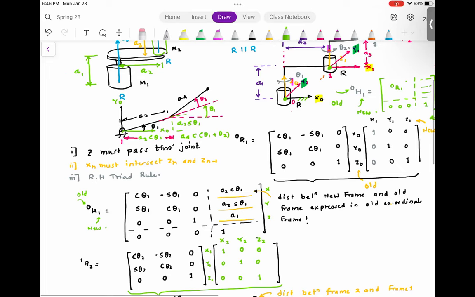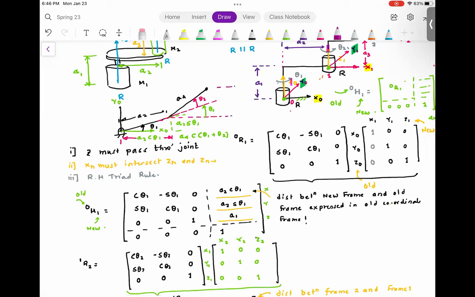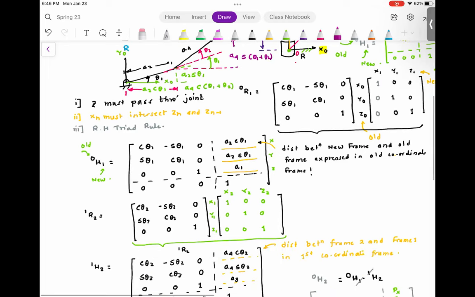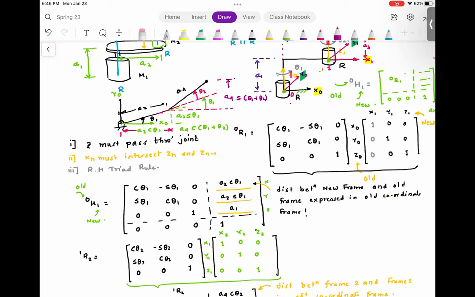Same thing goes here. If you look at this, this distance is going to be A4 sine of theta 1 plus theta 2. Everyone understood this? Which means my total Px is very important. It is the distance from the zeroth frame all the way to the end effector: A2 cosine theta 1 plus A4 cosine of theta 1 plus theta 2. Everyone understood this? My Py, looking from top, is going to be A2 sine theta 1 plus A4 sine of theta 1 plus theta 2. Everyone understood this?